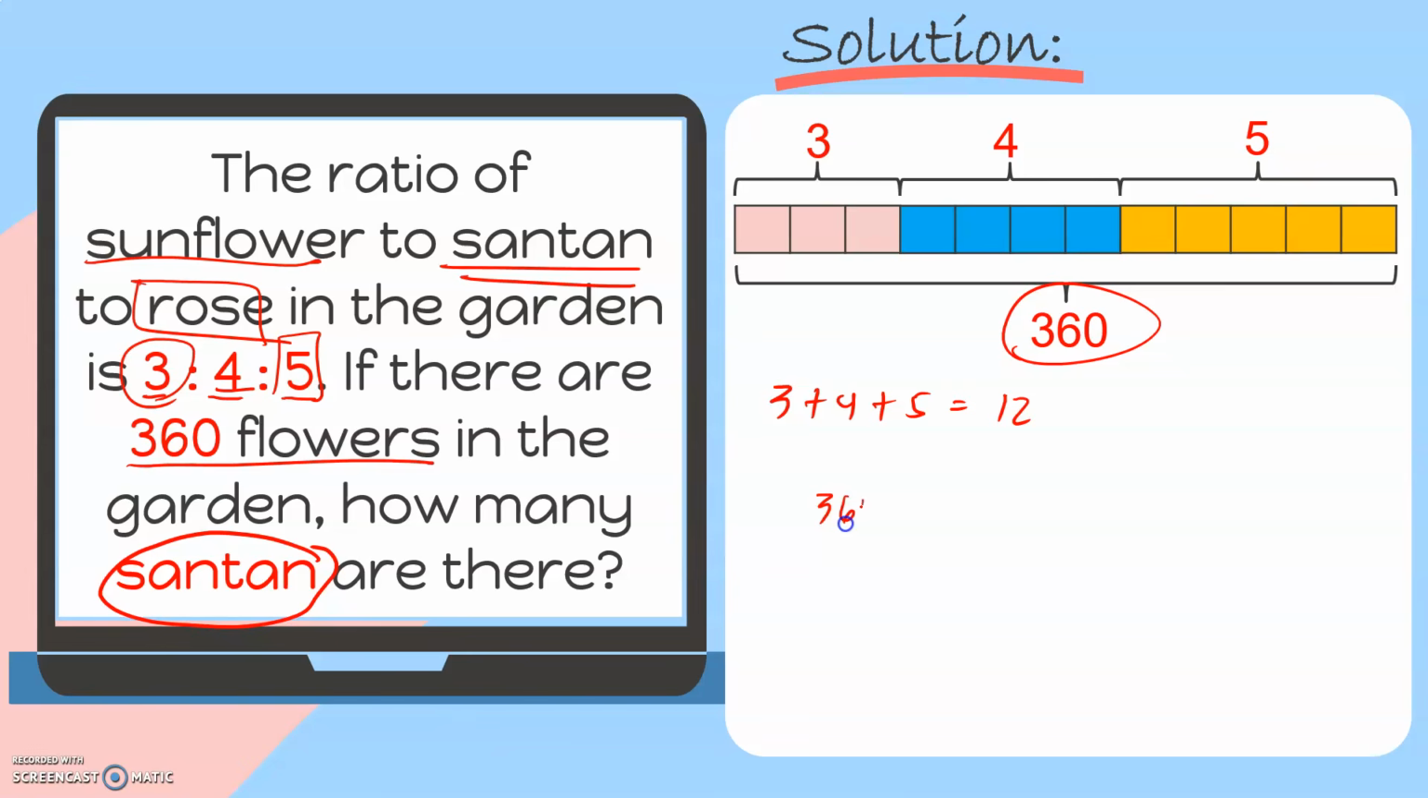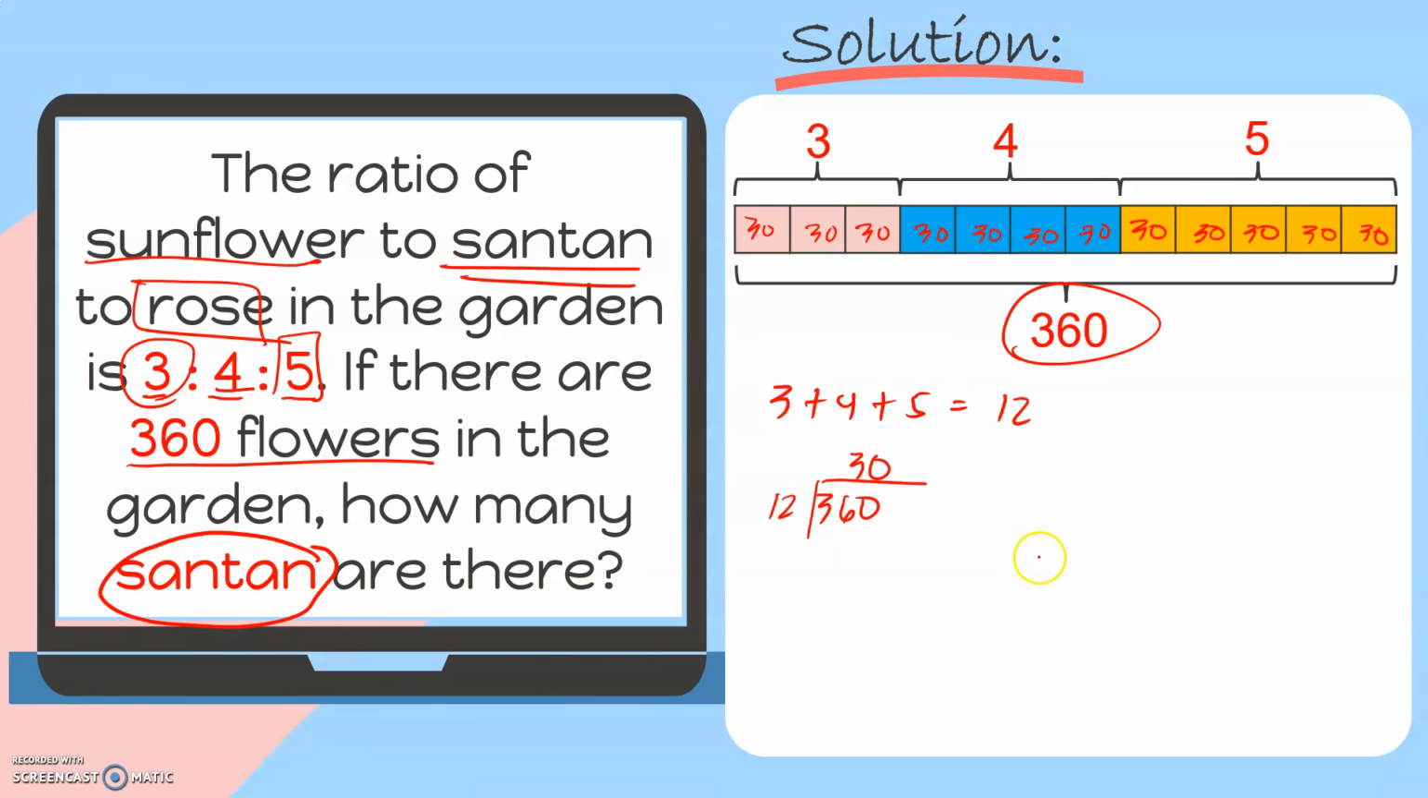Then let's find the value of each part by dividing 360 by 12. And that will give us 30. Okay, so the value of each part here is equal to 30. By the way, the illustration is just an option. There's no need for you to always use this illustration in your solution. Okay, if you can already visualize it without even using an illustration, then that's much better. But if you still want to use an illustration, that is also okay.